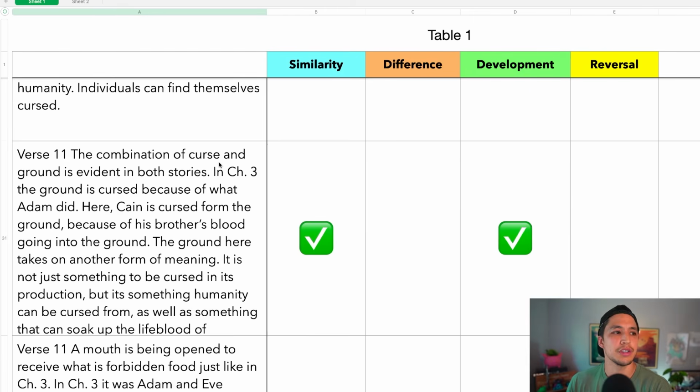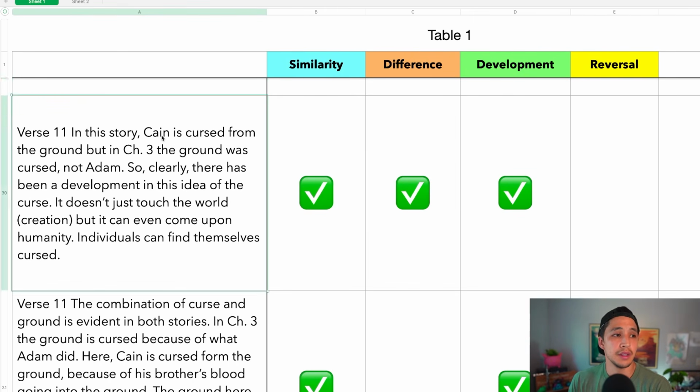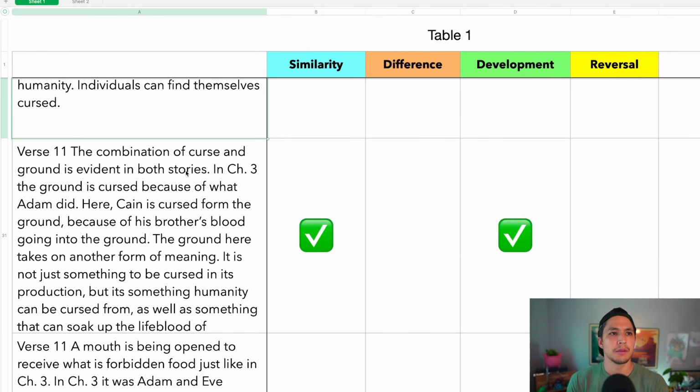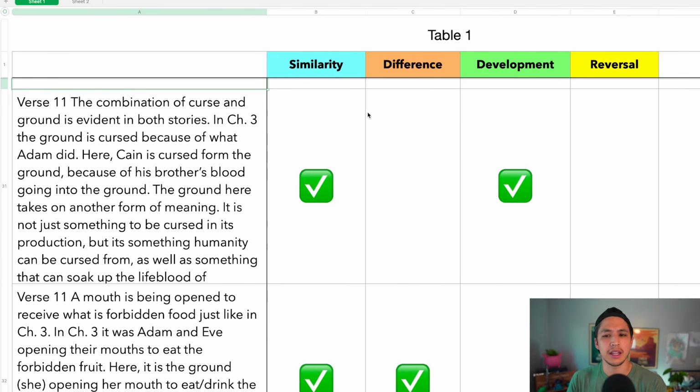The combination of curse and ground is evident in both stories. In this story, Cain is cursed from the ground. In chapter 3, the ground was cursed. And so just to think about the curse in that sense, the curse that comes from sin can affect the world, but it also does affect people, and it can actually use human vessels to perpetuate itself. That really brings a sobering perspective to sin and engaging in darkness on any level. I'm partnering with the curse and sin when I give myself over to evil, even as a believer. Why would I do that? So a lot of this is just reframing certain things in my life.